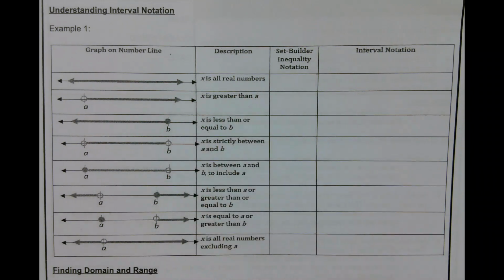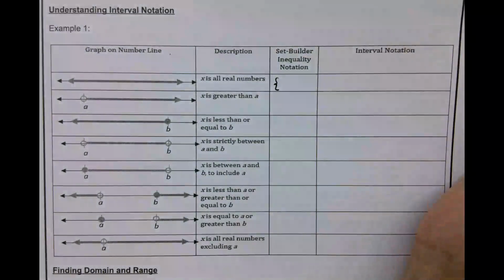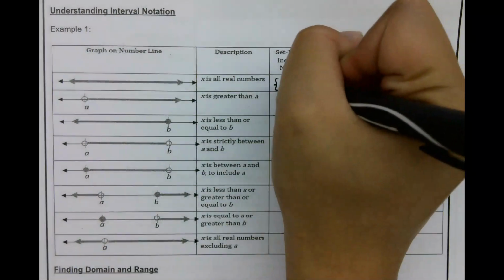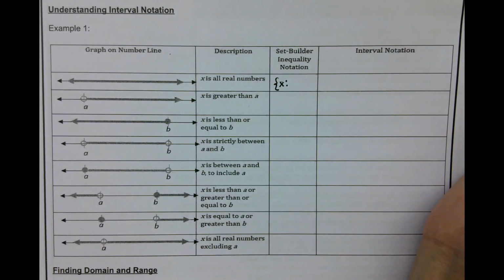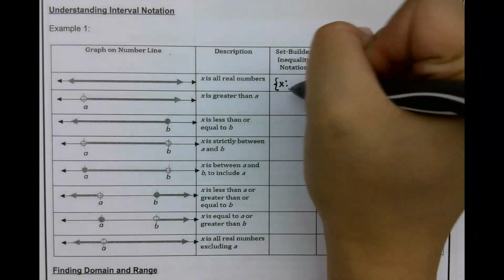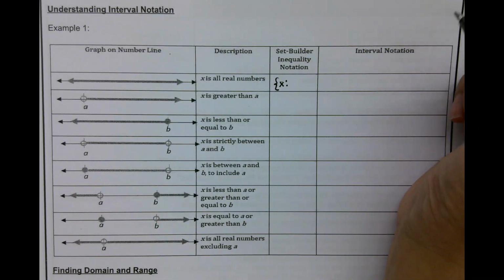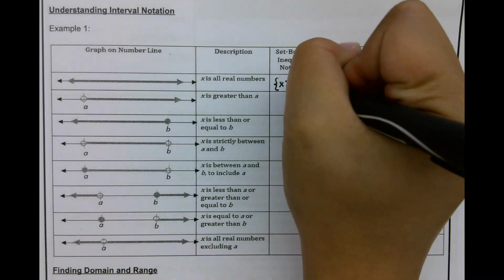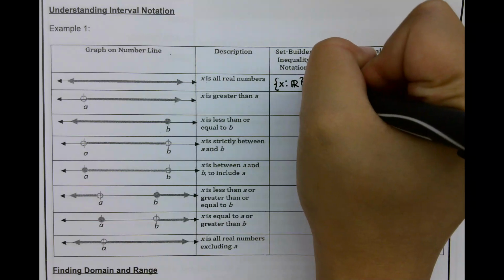In set builder inequality notation, we use the curly braces. We write x, and then some people use the colon, some people use that line like you saw on the first page. And if I want to talk about how all real numbers are included, I would write the symbol for all real numbers, that special looking R here, and then I would close it.